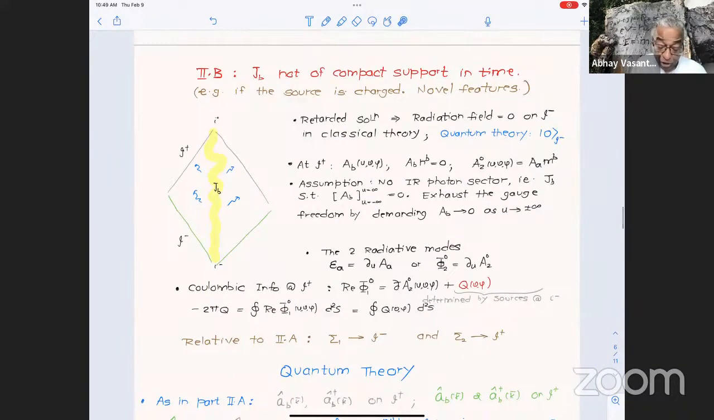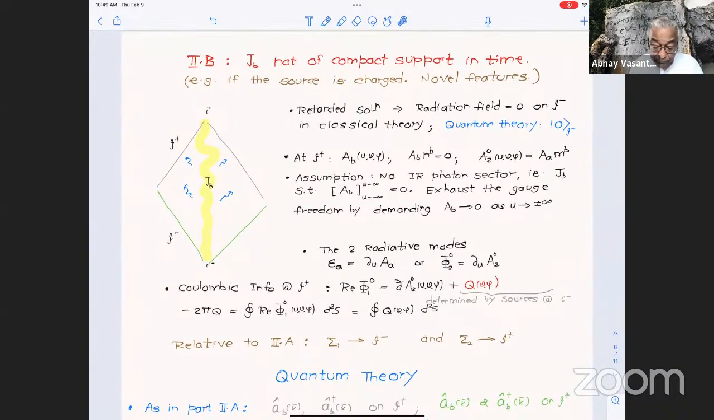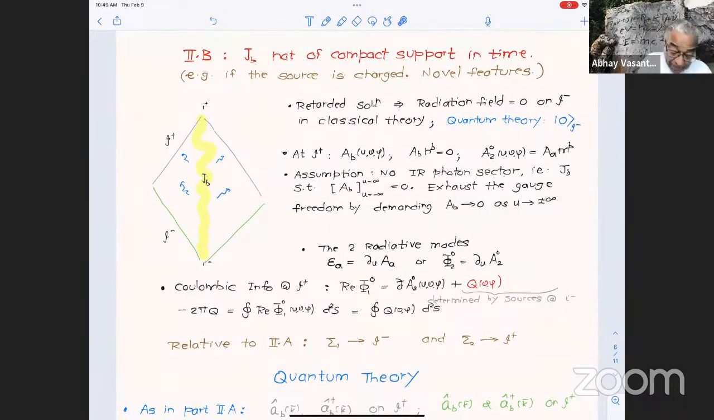So supposing the source is not of compact support in time. I've got this source up here, which is not of compact support in time. And I'm assuming that in the distant past, the source has some regularity, and in the distant future, it has some regularity. I don't have time to go into the details of that. Then the statement is that I get a retarded solution for this source. That retarded solution means that nothing is coming in from Scri minus, and therefore, on Scri minus, the radiation field is 0. And in the quantum theory, I get a vacuum. What I'm trying to see is what happens at Scri plus.